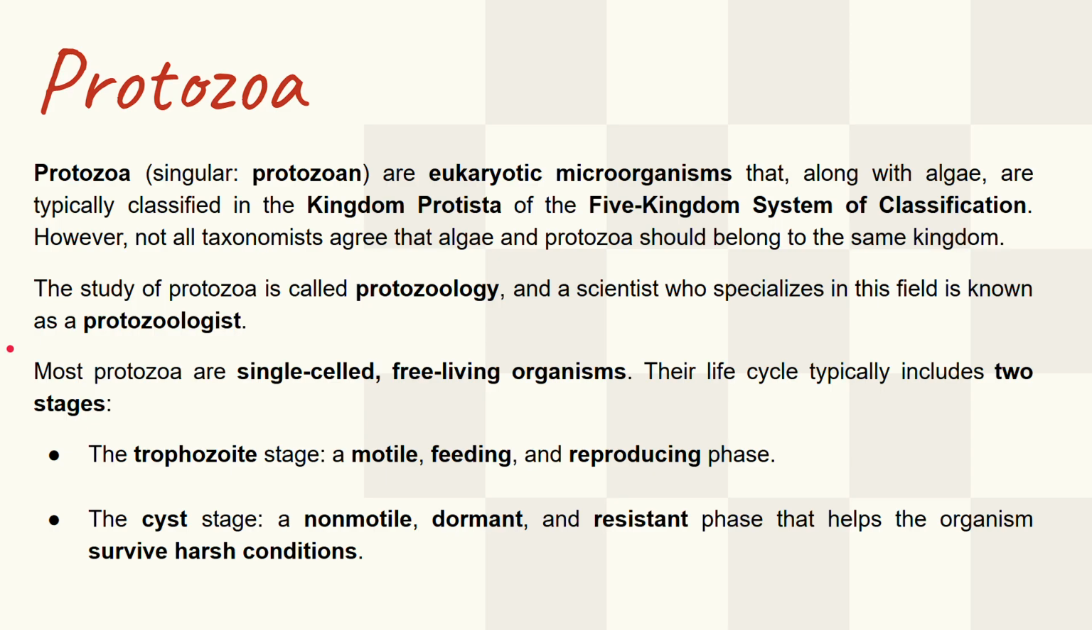Most protozoa are single-celled, free-living organisms, and their life cycle typically includes two stages. The first one is the trophozoite stage, where the protozoa are motile, feeding and in the reproducing phase. The next stage is the cyst stage, where the protozoa is non-motile, dormant, and resistant, which helps the organism survive in harsh conditions.